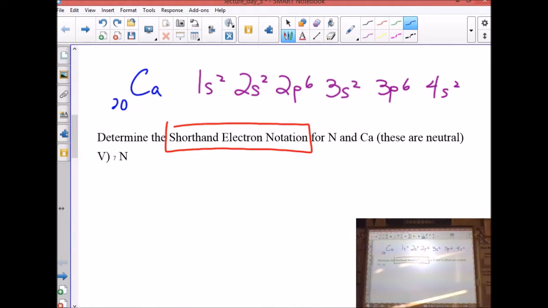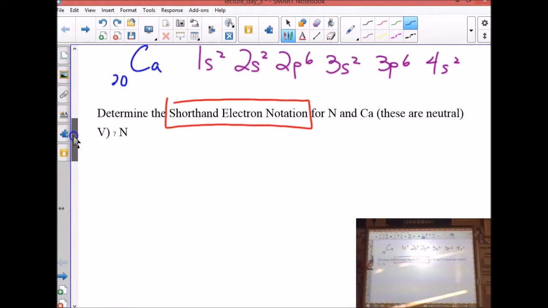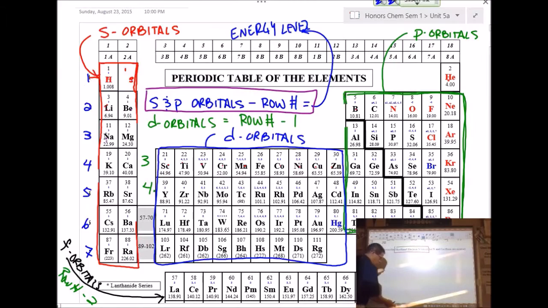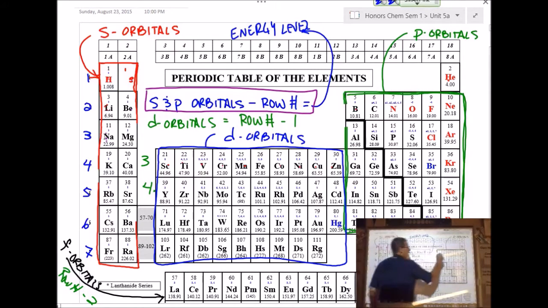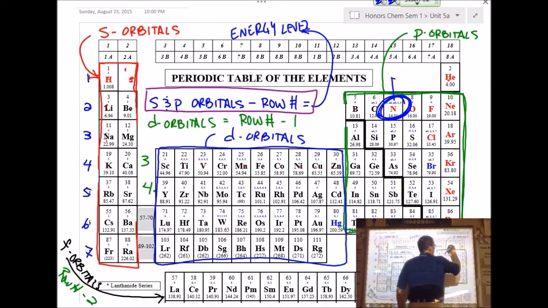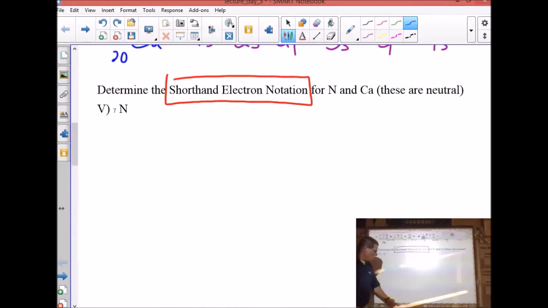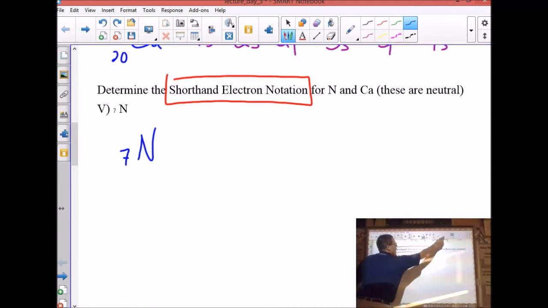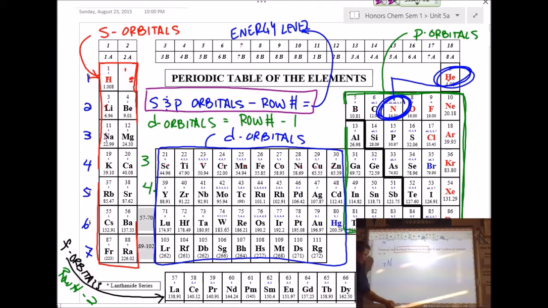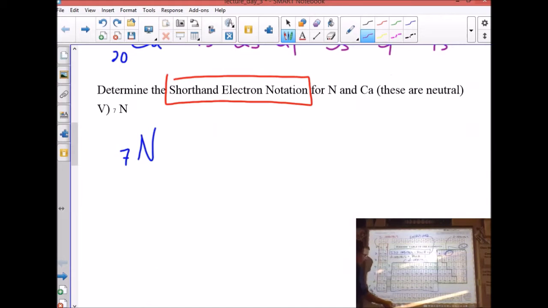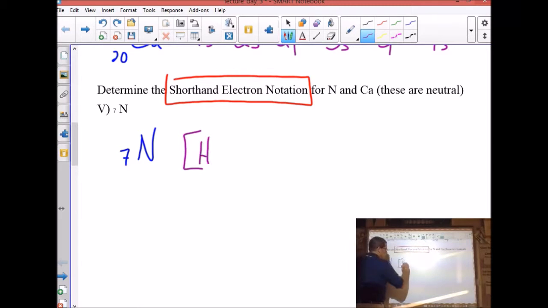All right, so shorthand notation, here's how we do this. If it's shorthand notation, you go to the periodic table, you find the element. It's right there. What I want to do is go up 1 row, and all the way to the right to the noble gas. Okay? Go up 1 row, all the way to the right to the noble gas. Once you have done that, what noble gas did I have for that? Helium. You'll put helium in brackets.